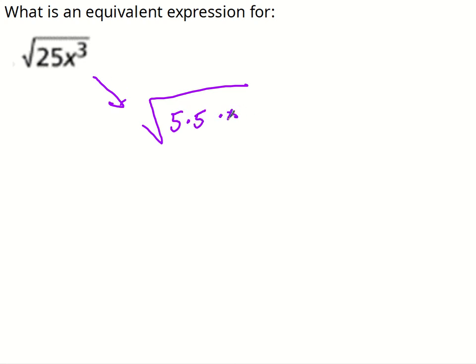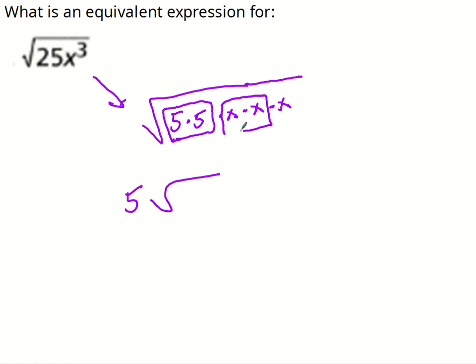X to the 3rd is the same thing as x times x times x. So the definition of square root is what times itself equals that. So that's why I broke it down. So I can take these pairs. I have a 5 times 5, because 25 is 5 times 5. That means the square root of 5 times 5 is 5. I'm bringing it to the outside because the square root of a number times itself is that number. Well, that's why I can pair it up with my x times x. X times x is really just x squared. The square root of x squared is x. I'm left with an x on the inside.